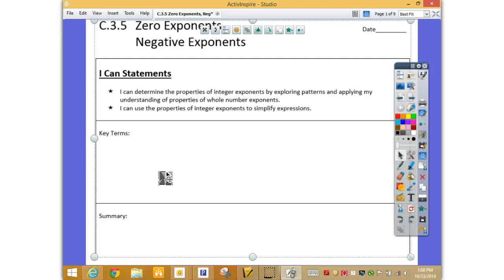Unit 3, Lesson 5, zero exponents and negative exponents. Now you've not had either one of those in the past, so this will all be brand new for you guys.